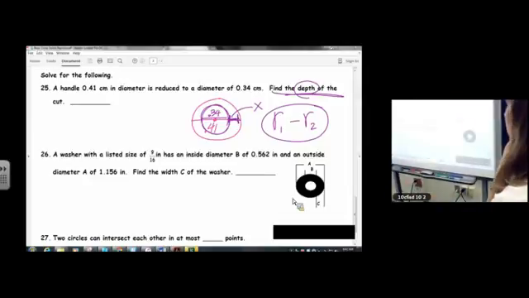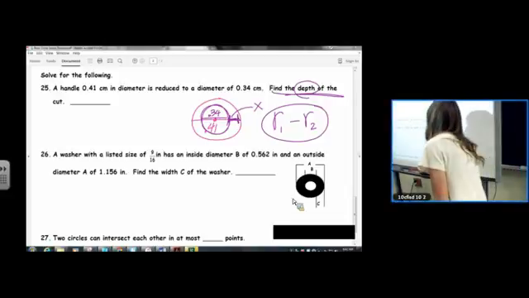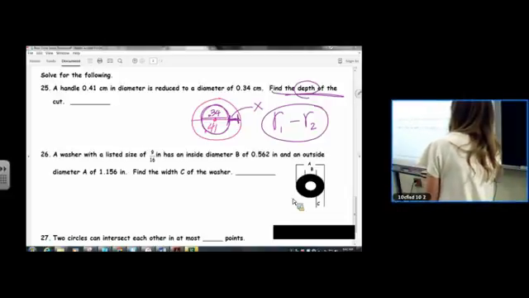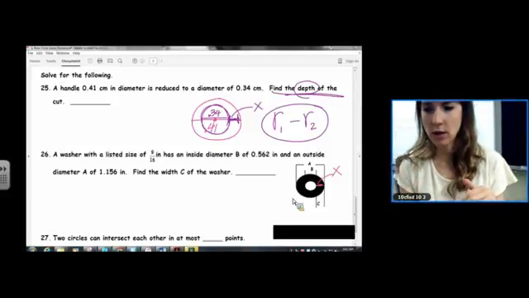Okay, number 6. Let's see. Find the width of the washer. Pretty sure this is the exact same thing. Yep, you're trying to find x. X is this right here. So subtract the radii or just subtract the diameter and divide by 2.